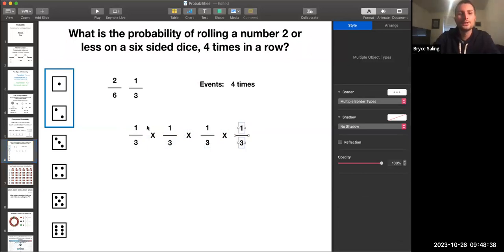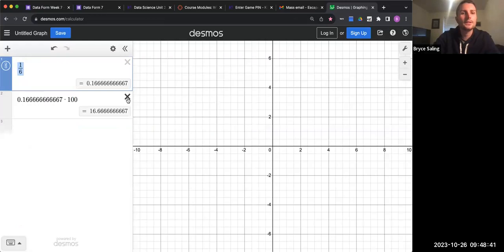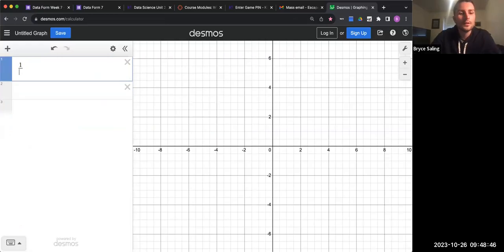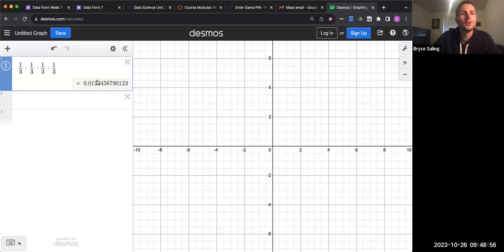And let's go ahead and do this in Desmos for time's sake. So we have 1 out of 3 times 1 out of 3 times 1 out of 3 times 1 out of 3. And if we want to get that to a percentage, just copy and paste that, and you can just write 0.0123 times 100. So 1 out of 3 times 1 out of 3 times 1 out of 3 times 1 out of 3 is going to give you that decimal, or a 1.23% chance.